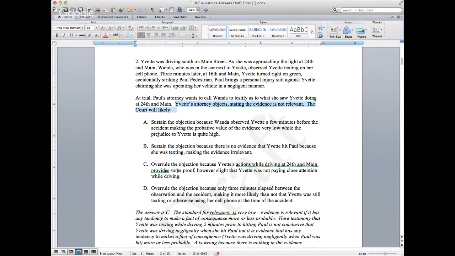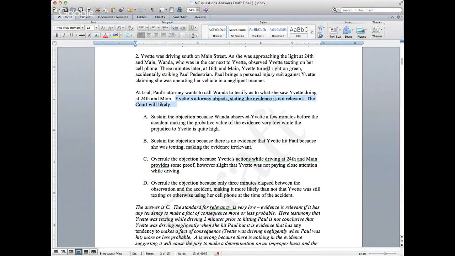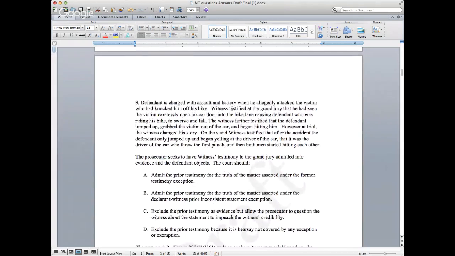It seems here that C is the one, because we're not going to sustain this objection. We're going to overrule it. C says overrule the objection because Yvette's actions while driving on 24th and Main provide some proof, however slight, that Yvette was not paying close attention while driving. So C seems to be the best choice. This was a pretty easy question, so I'm not really going to go into all of the answers, but I think this is pretty clear. Does anyone have any questions? All right, I'm going to be moving on to question number 3.